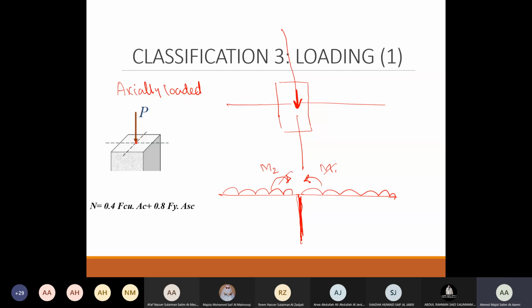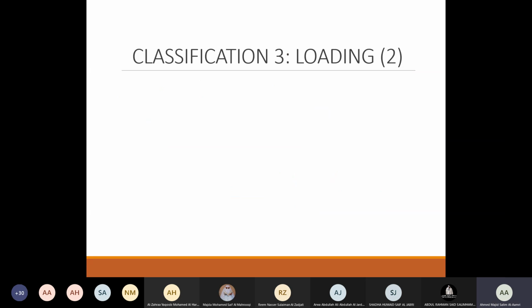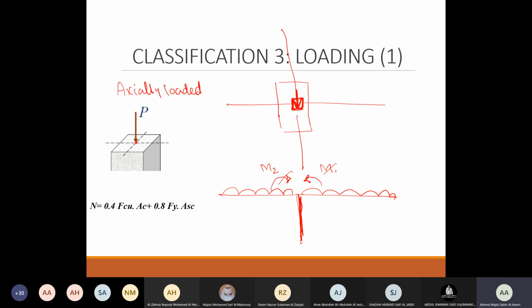One of the criteria is what we call actually loaded, and the code allows you to have 0.5%. So any loading within 0.5% is going to be considered as actually loaded. Now the equation we normally use for actually loaded is N equals 0.4 FCU times area of concrete, plus 0.8 Fy times area of steel.